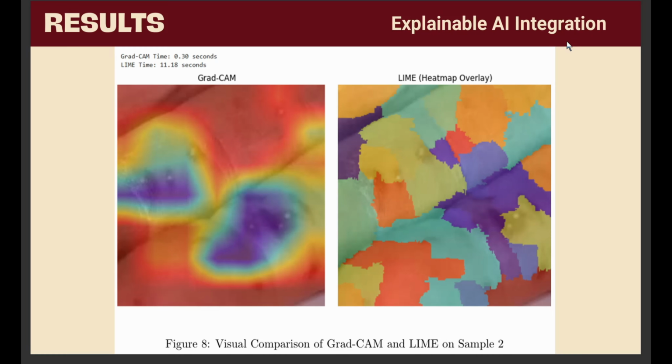So to enhance clinical trust, two XAI techniques were used, Grad-CAM and LIME. Grad-CAM produces a heat map that highlights relevant lesion areas using smooth color gradients. It's intuitive, visually clear, and aligns well with clinical markers like inflammation. LIME segments the image into superpixels and assigns importance scores. While it offers a granular view, it is slower and harder to interpret. In performance tests, Grad-CAM generated results in just 0.3 seconds, while LIME took over 11 seconds. With its clarity and speed, Grad-CAM is the better choice for real-time clinical use.